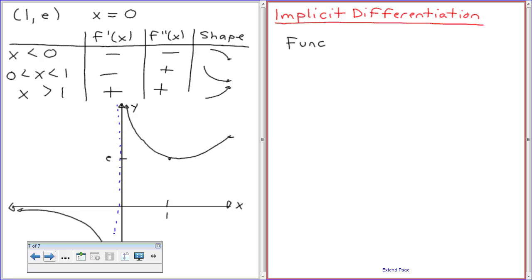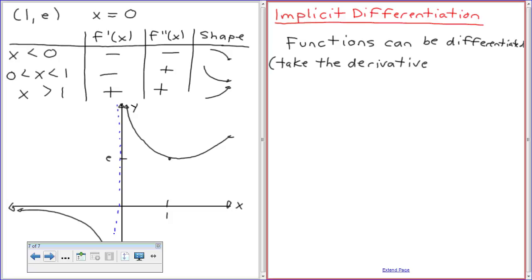We're going to say functions can be differentiated, and that's take the derivative, implicitly. Example.